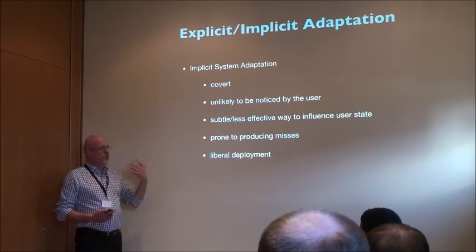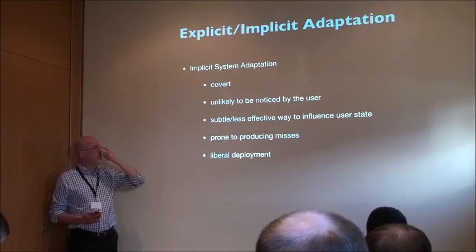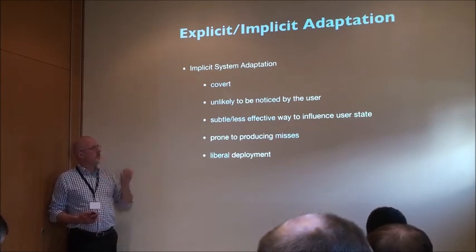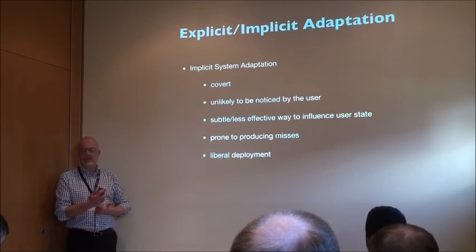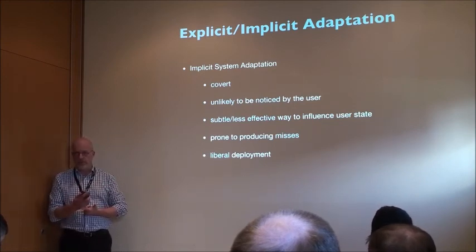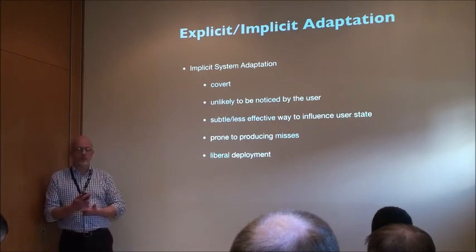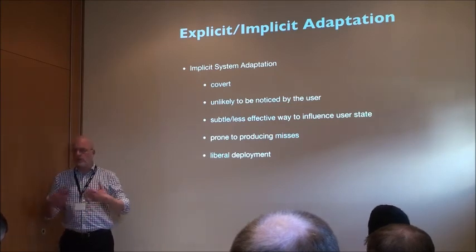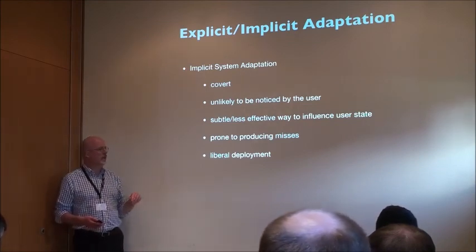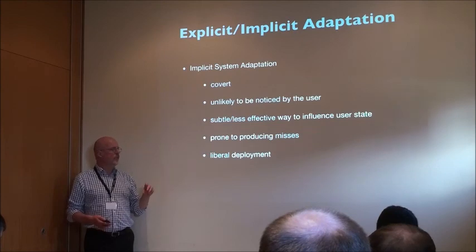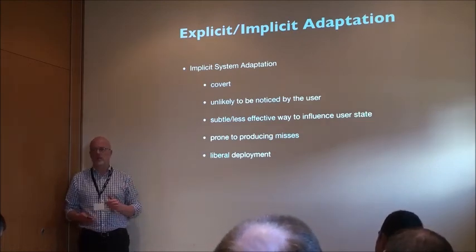If you do a more implicit adaptation, which is covert and less likely to be noticed by the user, then in some ways that is weaker. It is a more subtle way and a less effective way to influence the user state. But if it gets it wrong, the user is unlikely to notice. So you can use that more liberally in a way. You can manipulate things like the music and the lighting in subtle ways, and people will probably not notice that much even if it gets it wrong.